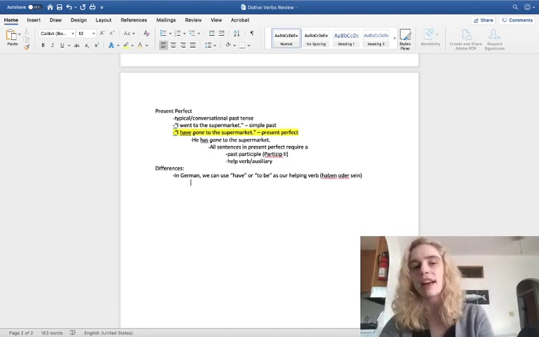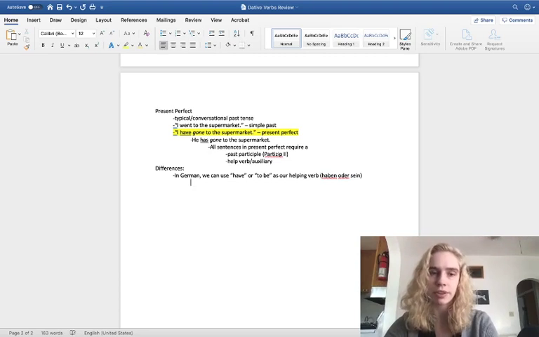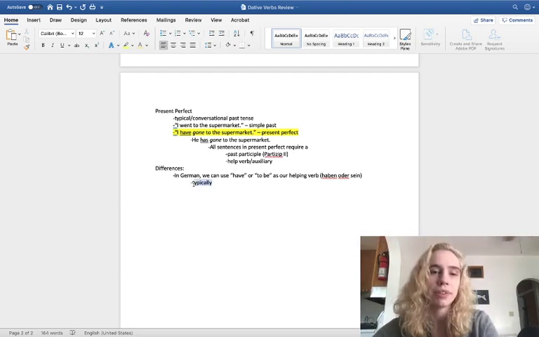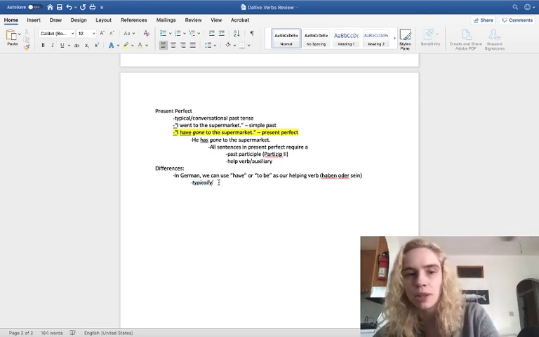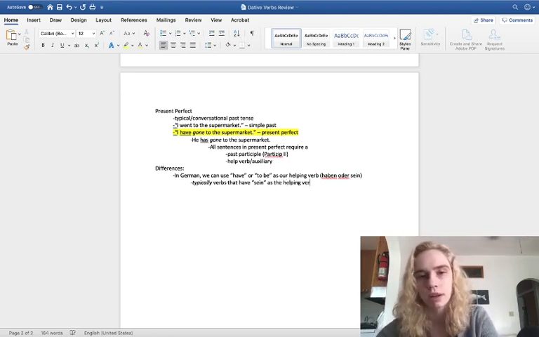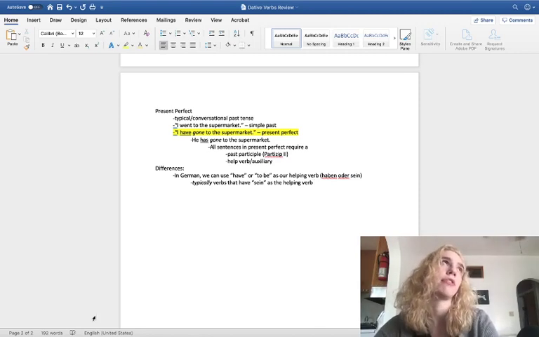So this is something that I would personally recommend just reviewing with your vocabulary, because it's not necessarily that clear cut when you'll use haben oder sein, but typically, and I'll put this in italics because it's, again, not always the case. It's not like a hard, fast rule. Typically, verbs that have sein as the helping verb are verbs of movement from place to place or like a transition from state to state.